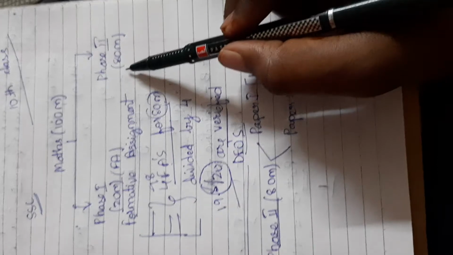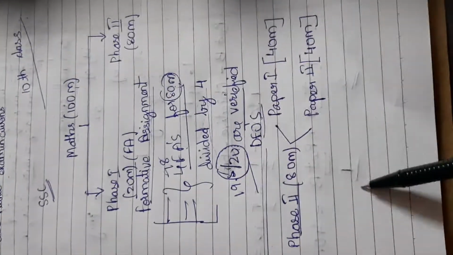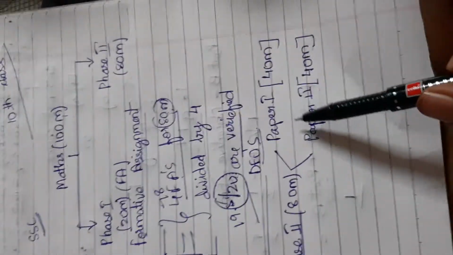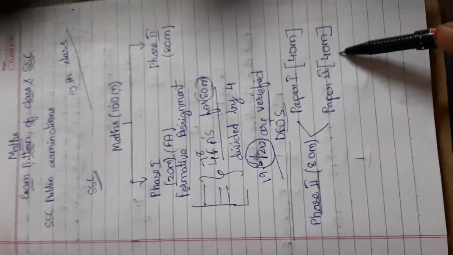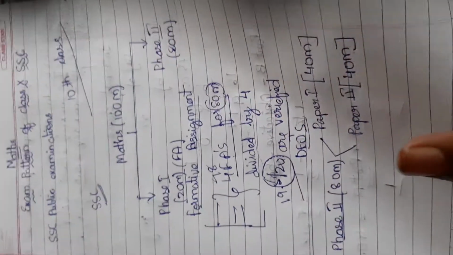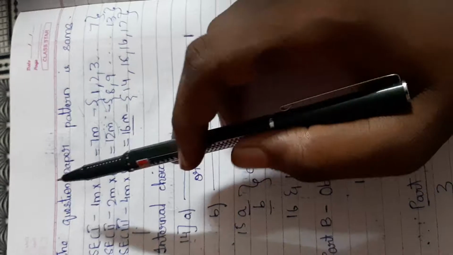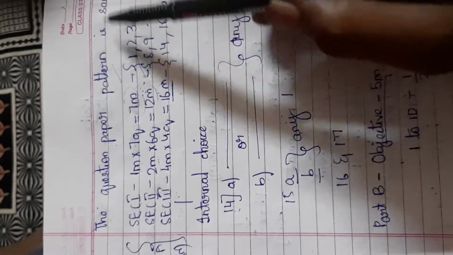Now speaking about phase 2. Phase 2 is for 80 marks, which has paper 1 and paper 2. Paper 1 is 40 marks, paper 2 is 40 marks. Paper 1 and paper 2 you will write on separate days. The question paper pattern is the same for both papers.